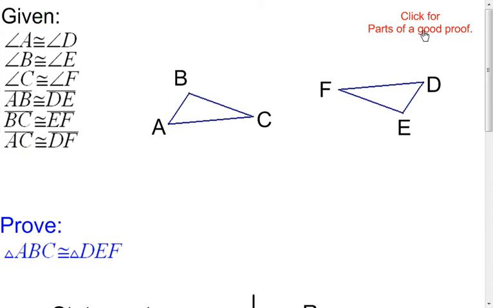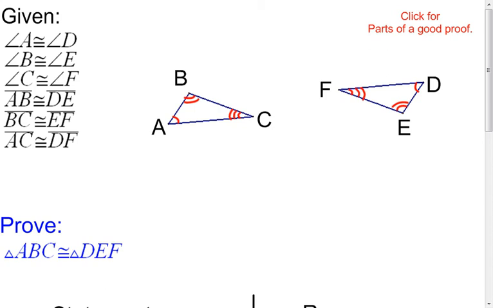Step 3 is to draw a picture and mark it up. Nice. The picture's already here. Now, the mark it up part is let's go to our given information and let's write down everything we know, or mark up everything we know. It tells us that angle A is congruent to angle D. It tells us that angle B is congruent to angle E. And it tells us that angle C is congruent to angle F. So I've marked the corresponding angles to be congruent.